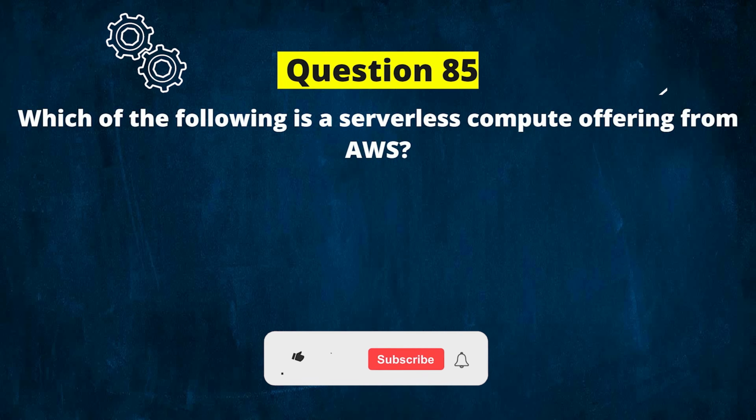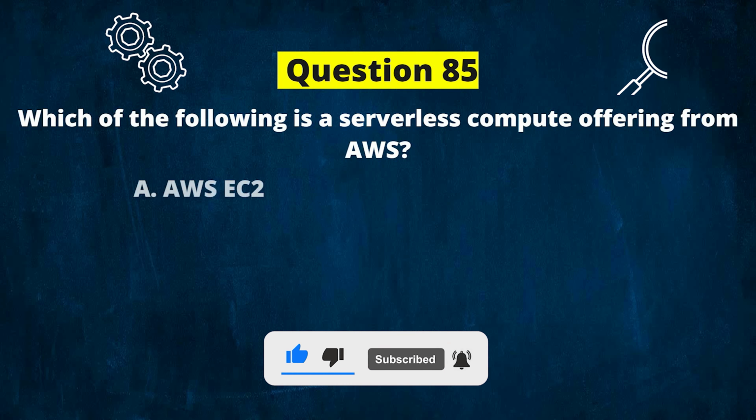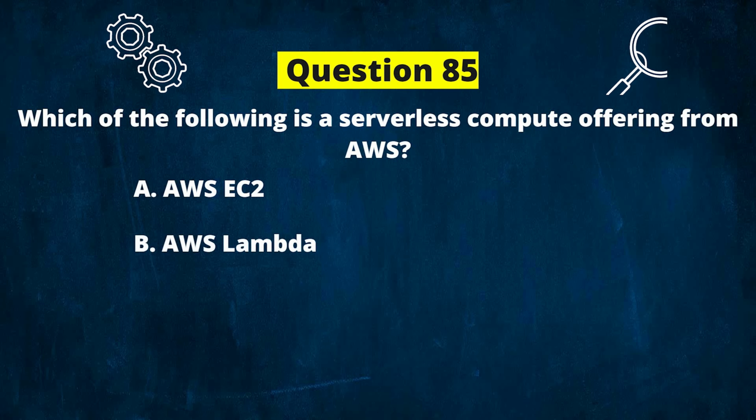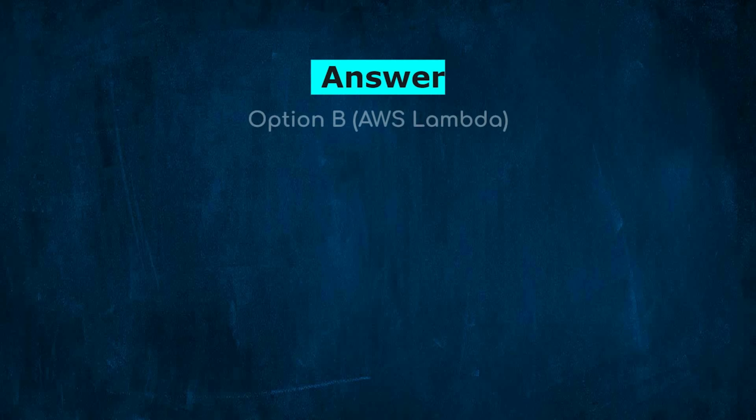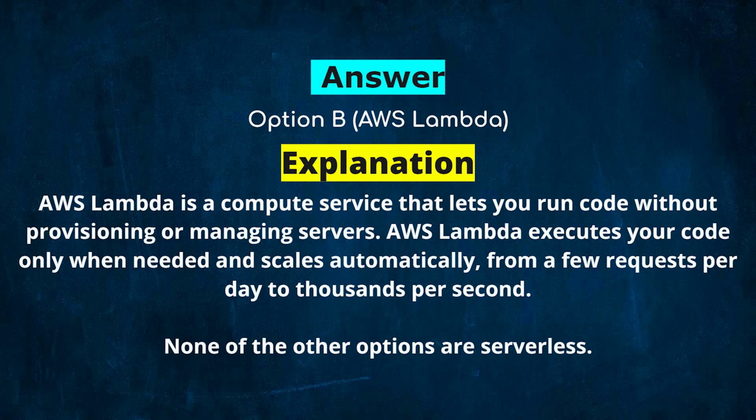Next question. Which of the following is a serverless compute offering from AWS? And the options are A. AWS EC2, B. AWS Lambda, C. AWS SNS, D. AWS SQS. And the correct answer is option B. AWS Lambda. Explanation. AWS Lambda is a compute service that lets you run code without provisioning or managing servers. AWS Lambda executes your code only when needed and scales automatically, from a few requests per day to 1,000 per second. None of the other options are serverless.